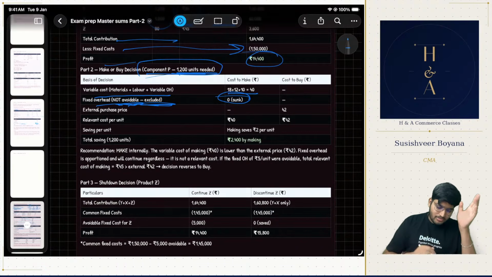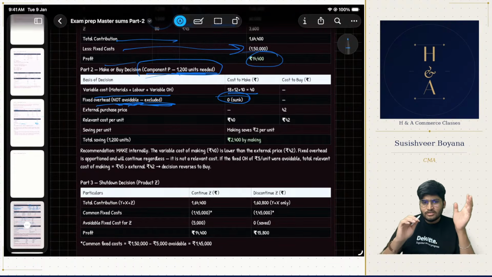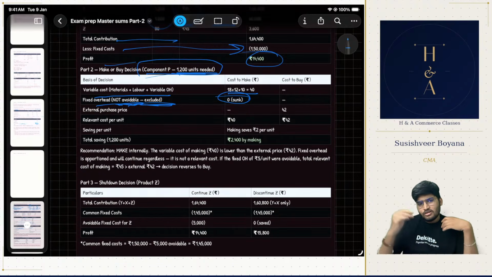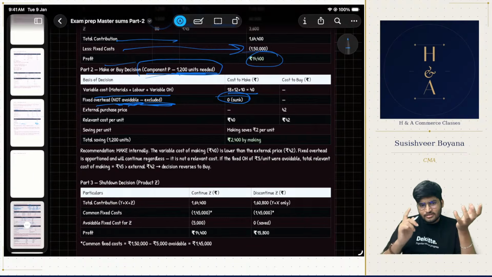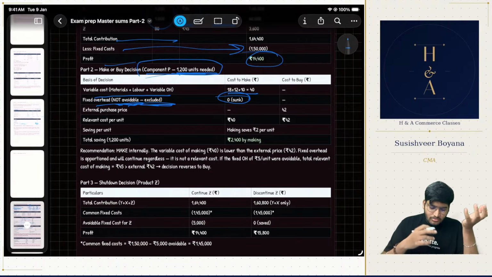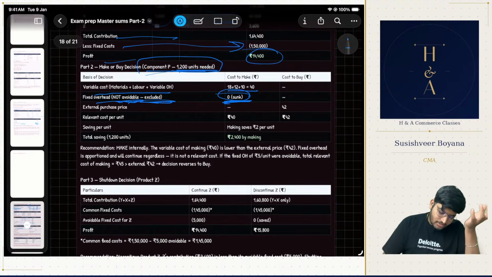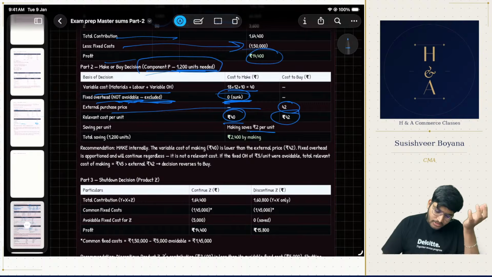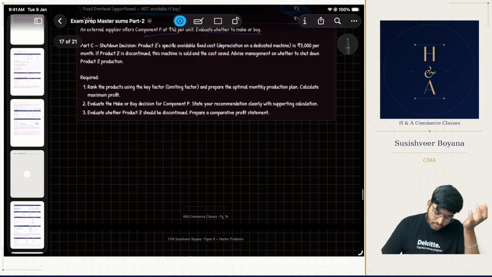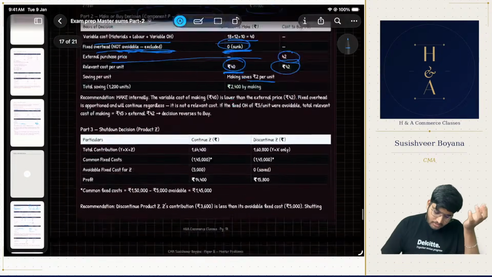For example, let us take an example of rent. You need rent for the warehouse, whether you produce yourselves or you purchase from outside. So, is the rent going to change based on the decision I'm taking? No, it is going to be unavoidable, right? So you do not consider it. External purchase is at 42. This is at 40. So ideally, you're saving 2 rupees when you're making it. So outright in the question itself, you know what is to be done. Make or buy.